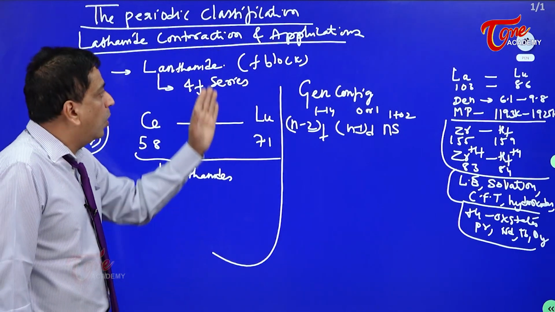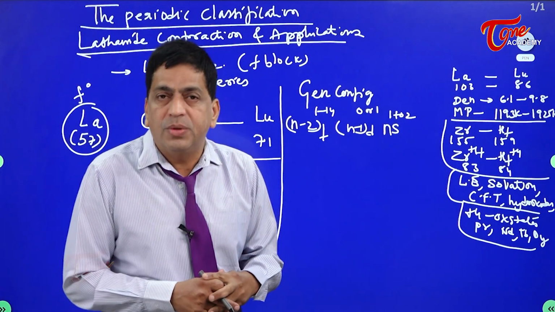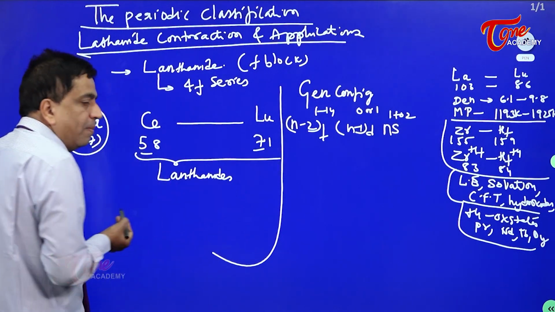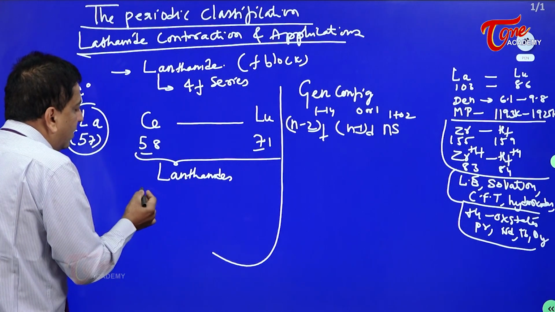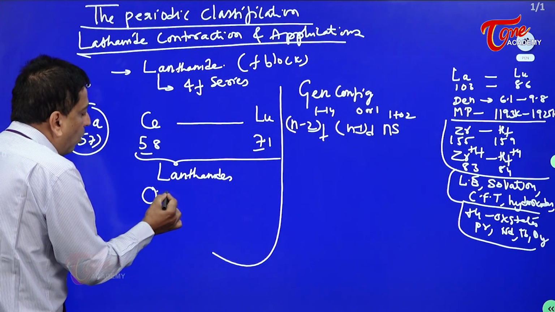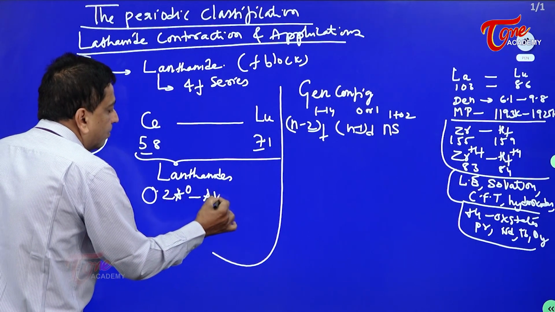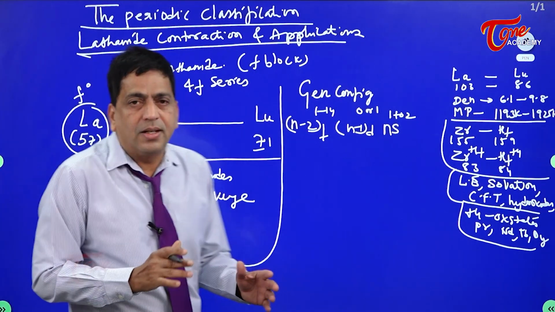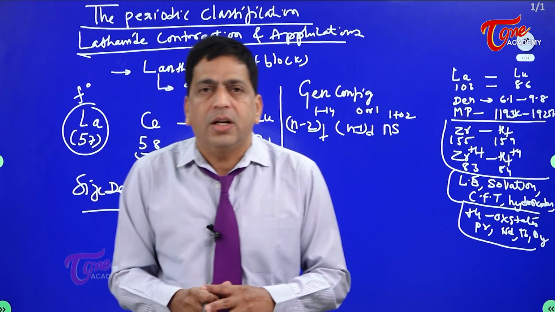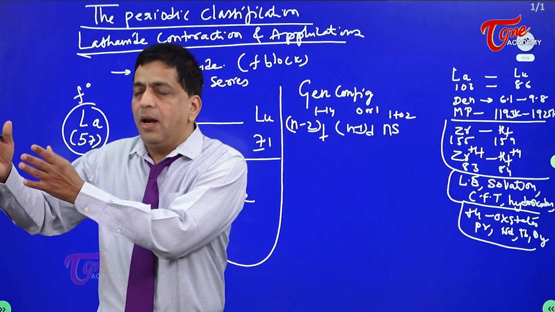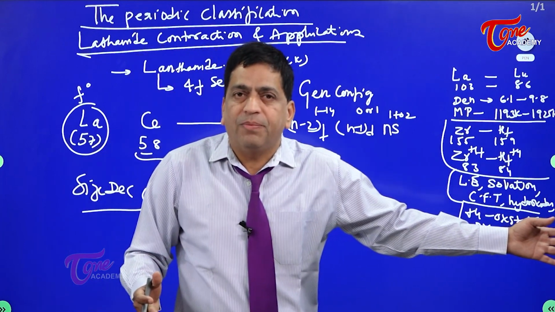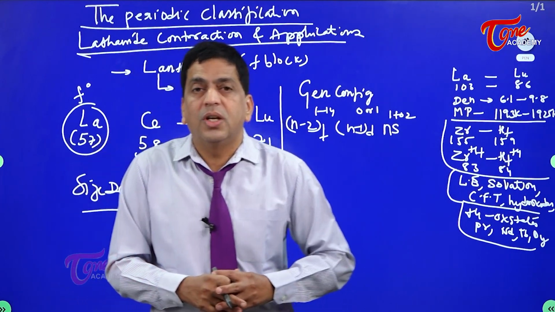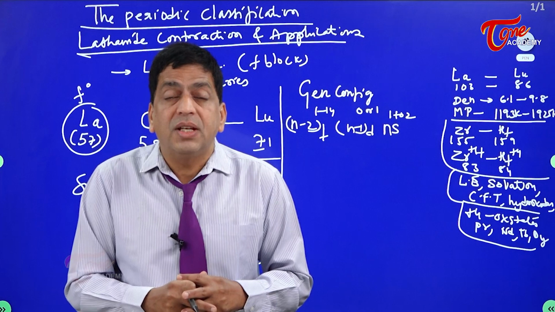These are the lanthanides, which belong to the 4f series. And what is lanthanide contraction? What we observe is that when you move from lanthanum to lutetium, there is a decrease in size of around 0.2 angstroms on average. You must understand the size decrease is around 0.2 angstrom units, and a 0.2 angstrom decrease is something we can't discount.